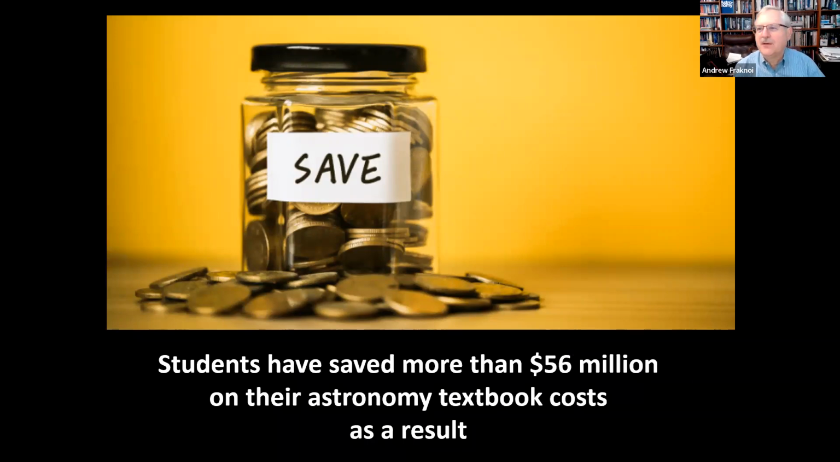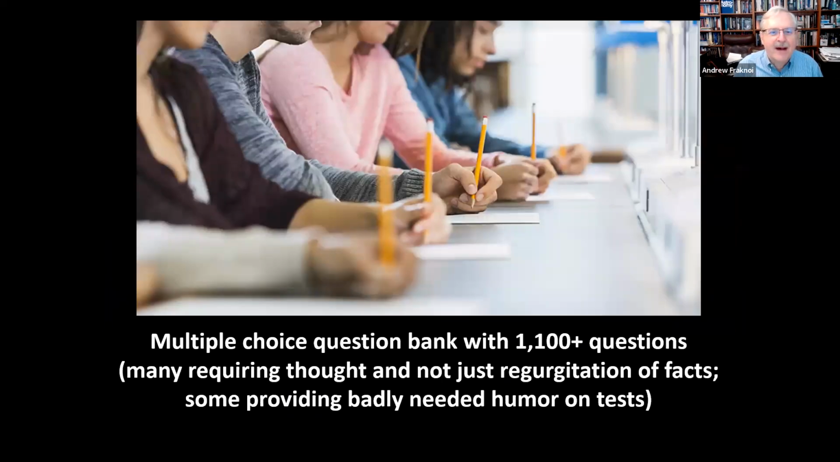Even if you weren't in total agreement with the jokes, it was really a nice thing to do for your students. The book comes with a multiple choice question bank with more than 1,100 questions. And many of these questions require thought and not just regurgitation of facts. So we ask you not to put that question bank freely on the web, to put it behind some sort of a firewall or to assign it in such a way that it's not freely available, because everyone is going to be using this multiple choice question bank.